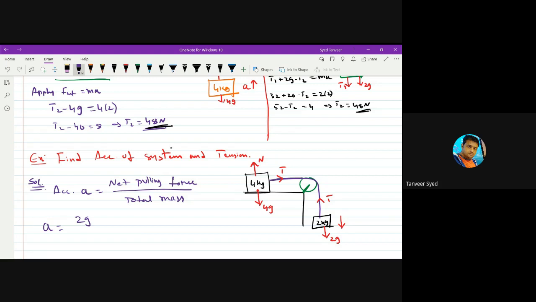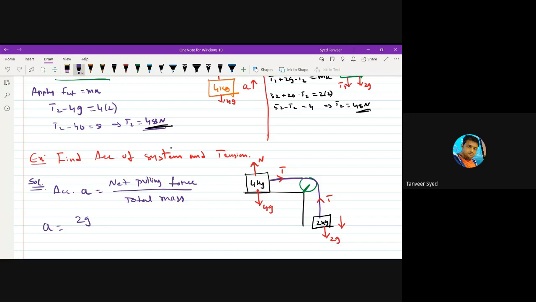Then which force is responsible for the motion of the 4 kg block towards right? Tension. Tension is pulling the 4 kg block, not the 2 kg block. Sir, total mass is the addition of both of them. The weight of the 2 kg block is not acting on the 4 kg directly. It is acting through the string, and tension is developed due to that. Okay, so net pulling force is 2g only.